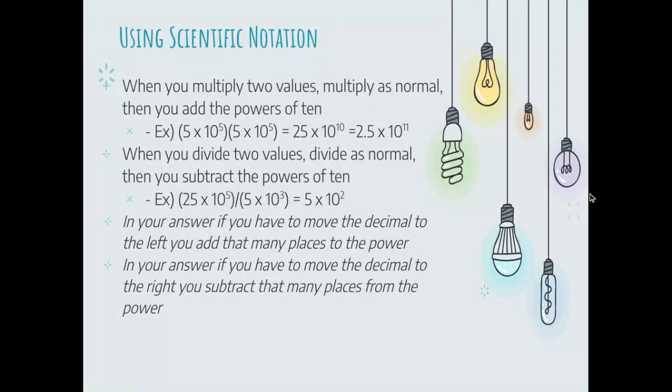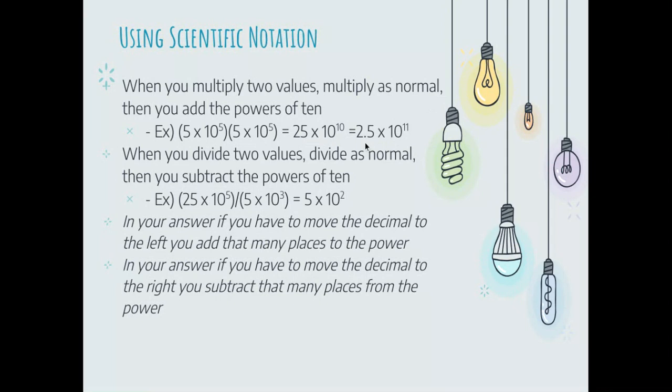When we use scientific notation, you're going to want to save this information right here in your notes, highlight it, circle it, star it, something to come back to it. When you multiply two values, you multiply them as normal, and then you add those powers of 10. For example, 5 times 10 to the 5th times 5 times 10 to the 5th. 5 times 5 equals 25. Then I'm going to add my times 10 to the whatever power. How do I come up with that whatever power? I go back and it says add the powers of 10. So that's that superscript number. So 5 plus 5 is 10. So it gives me 25 times 10 to the 10th.